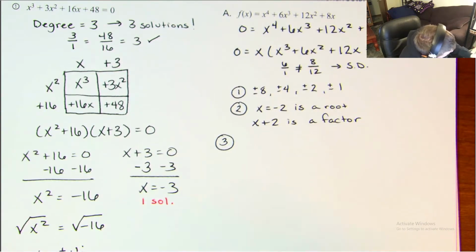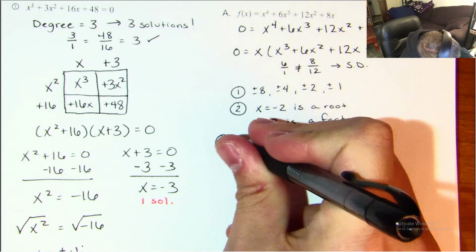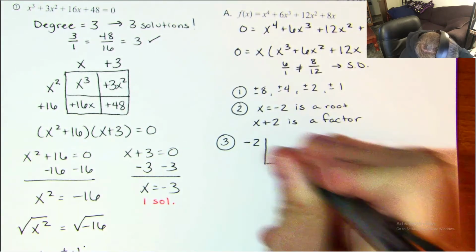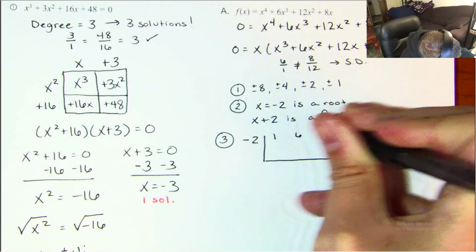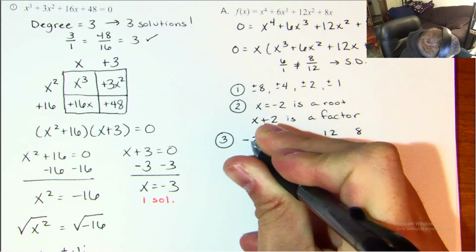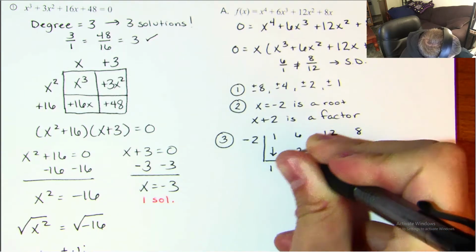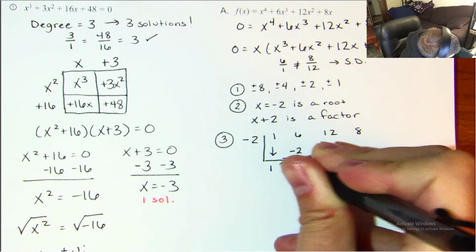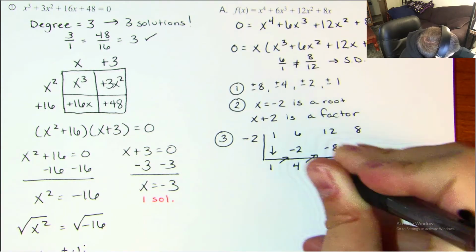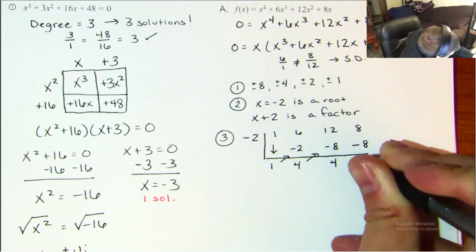Okay, so I am going to go ahead and divide x plus 2 by this polynomial. We're going to get 1, 6, 12, and 8. Drop the 1. Negative 2 times 1 is negative 2. And that's 4. That is negative 8. That's also 4. And then that is going to be negative 8 as well to get 0.